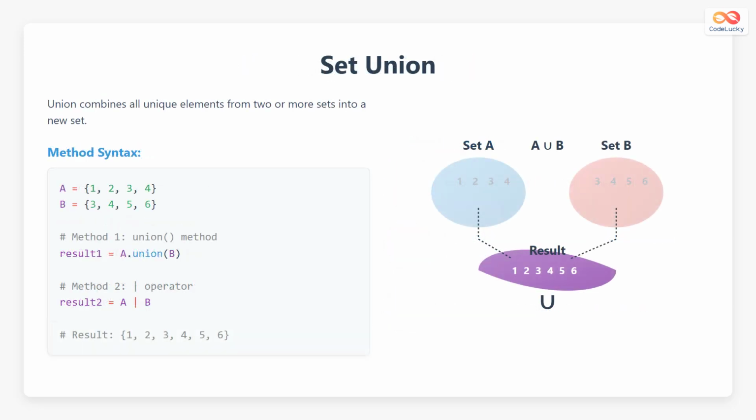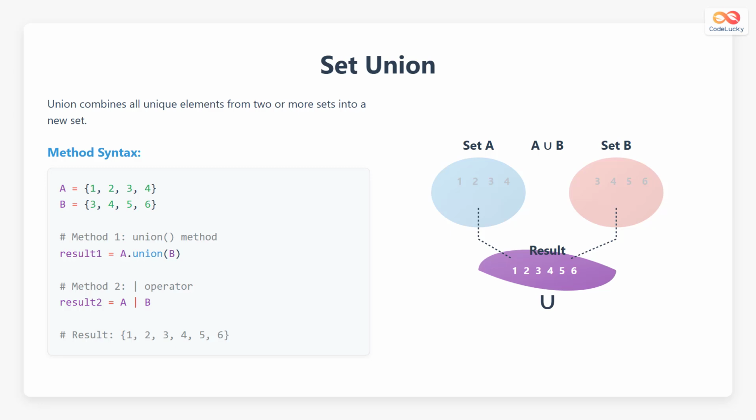The union of sets combines all the unique elements from two or more sets into a single new set. There are two ways to perform a union operation in Python. The first method is using the union function. Given set A and set B, you can use the union function on A, passing B as an argument, and the result will be all the unique members of both sets.